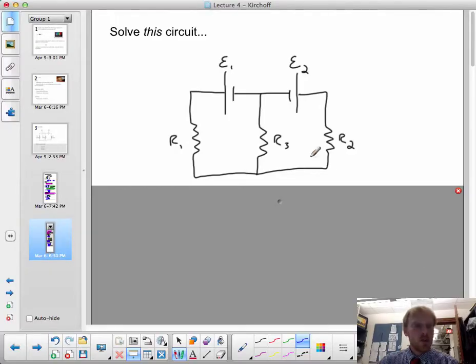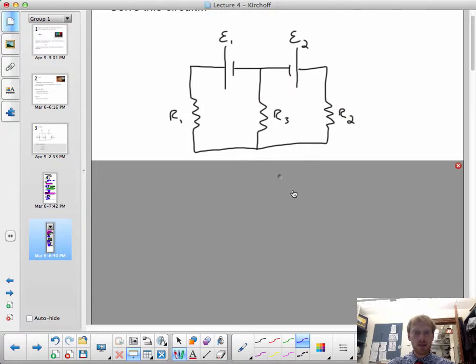All right, so now that we have that skill, I would like to deploy it on the original problem that I asked. I've replaced the values in this complex circuit with variable expressions for the EMF of this battery, the EMF of this battery, and the resistances of these 3 resistors.